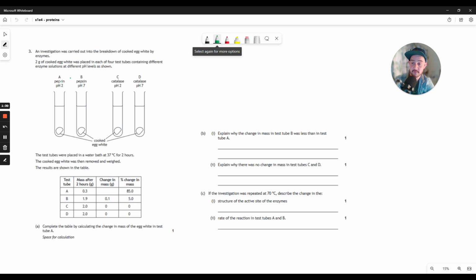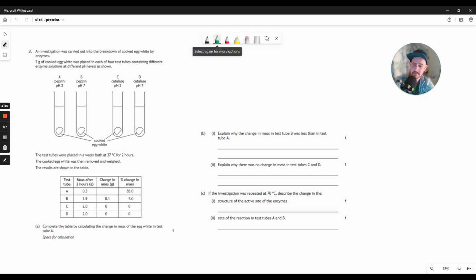So A and B are both pepsin, and C and D are catalase. A and C are pH 2, and B and D are pH 7. The test tubes were placed in a water bath at 37 degrees for 2 hours. The cooked egg white was then removed and weighed. The results are shown in the table. So we've got the mass after 2 hours, the change in mass, and the percentage change in mass. And you can see that there's a gap here for A. B has been done for you, and C and D didn't change mass at all.